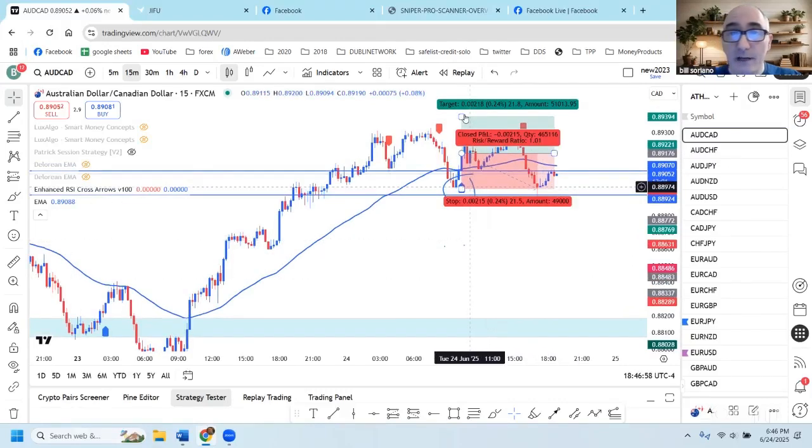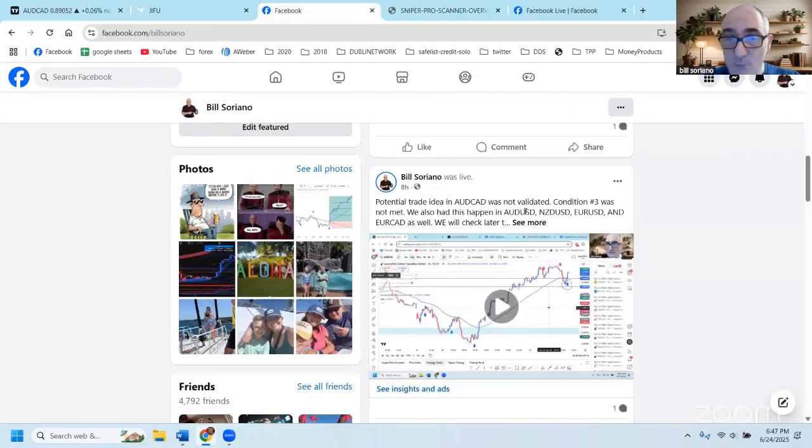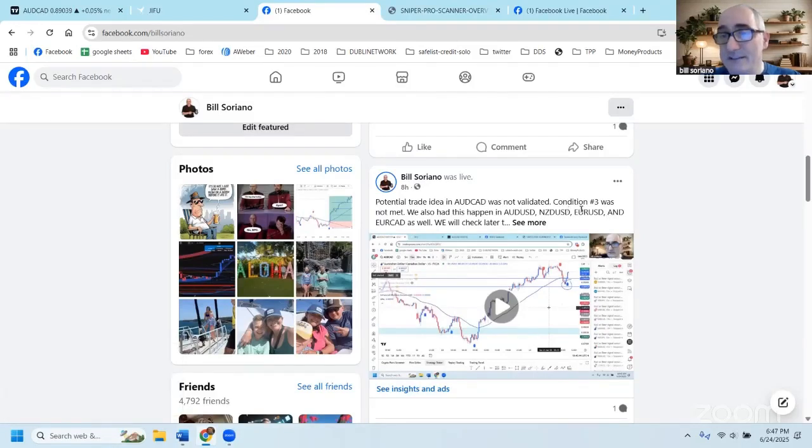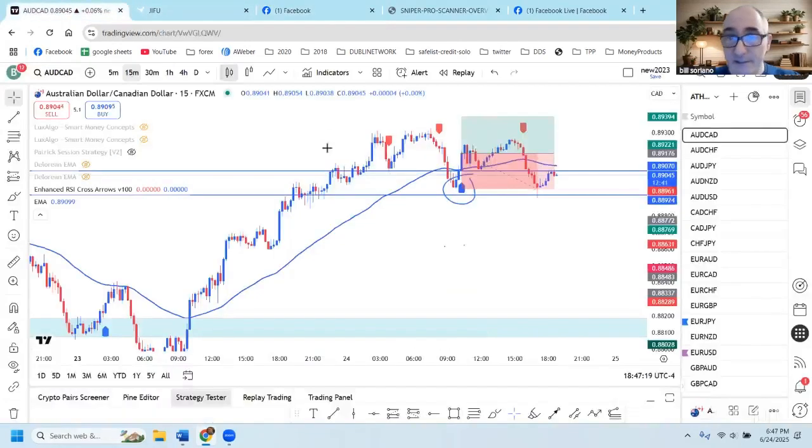And I also told you this morning here that there were 4 other pairs that had the exact same situation: AUD USD, NZD USD, EUR USD, and EUR CAD, right? So a total of 5 pairs had a situation where the ATH went off, right? Just like it did here in OddCAD. And I'm going to show you each one of them.